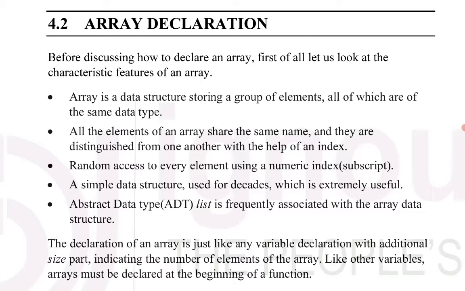Random access means we can randomly pick up and access each and every element of an array by taking the help of its index or subscript. So random access to every element using a numeric index or subscript. We can get or access each and every element of an array by using its subscript or index value. A simple data structure.